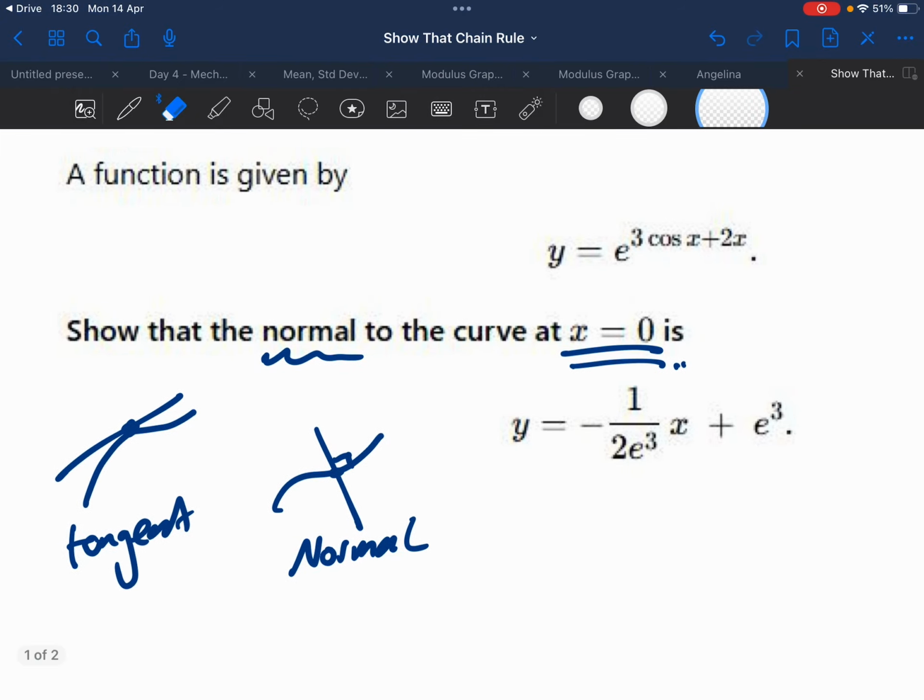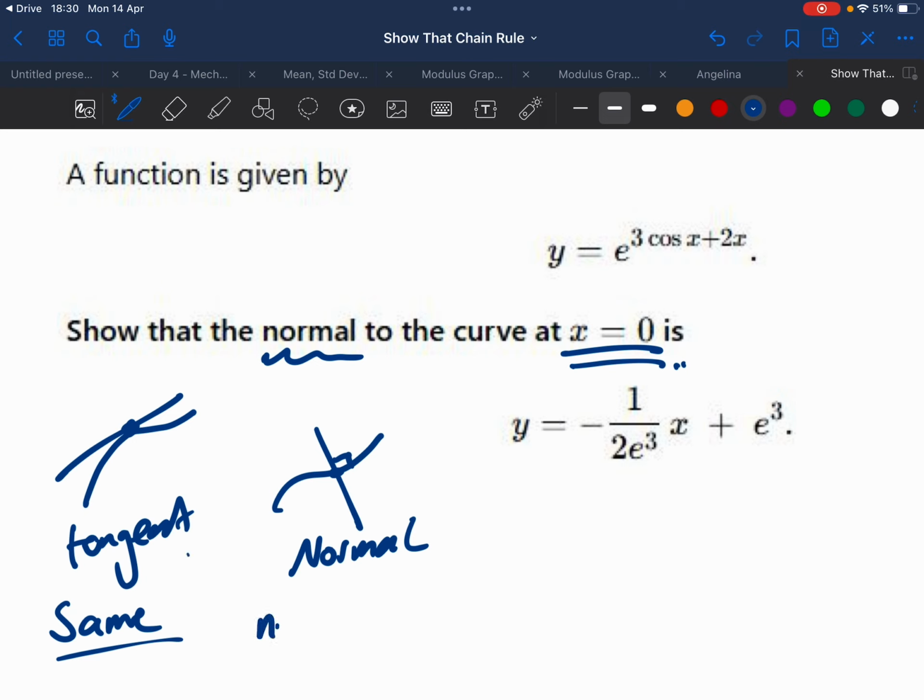In our question today, we've got a function given by this here, and we're trying to find the normal at x equals 0, showing that it is this result. So just a reminder, a tangent means when you have the same gradient. And a normal is perpendicular to the tangent. So this is the negative reciprocal for the gradient when it's at x equals 0.